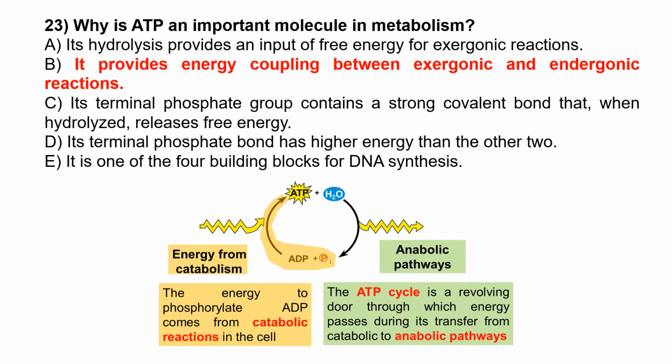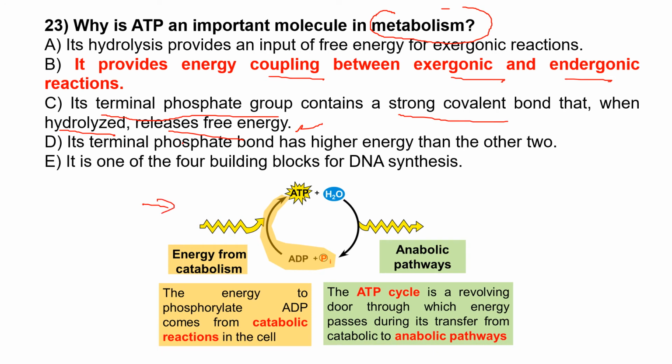And why explain this? Because definitely C is correct. As I show you, the terminal group of the phosphate contains a strong covalent bond, and when it's hydrolyzed, it releases free energy. This is correct. However, the question is why ATP is an important molecule for metabolism? And the main reason is because it allows the coupling between exergonic and endergonic reactions.